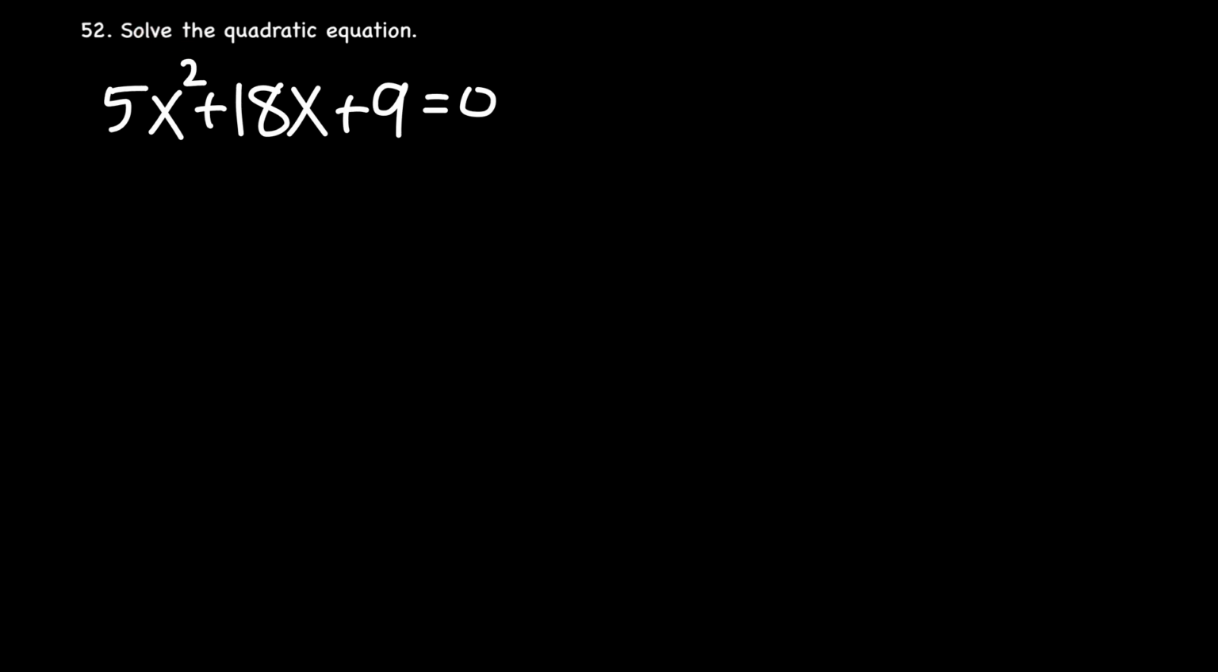Solve the quadratic equation 5x squared plus 18x plus 9 equals 0. If you notice in this question, we have a leading coefficient of 5, so we cannot factor it out as we did in our previous examples. In this case, we have to do another approach or another method, called the AC method.